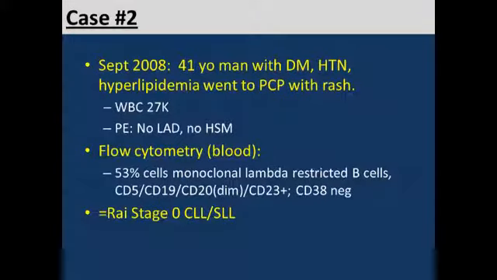So the next case is sort of similar, except that he presented a decade later, and he's a 41-year-old male. He went to his doctor because he had a rash, which didn't matter ultimately. But he had a white cell count of 27,000, and it was all lymphocytes. He had no adenopathy and no hepatosplenomegaly. And flow cytometry of his blood now, we don't have to do bone marrows all the time in patients to make a diagnosis now, showed a typical immunophenotype for CLL. He had Rai stage 0 CLL, so he should have had a great prognosis, greater than 150 months.